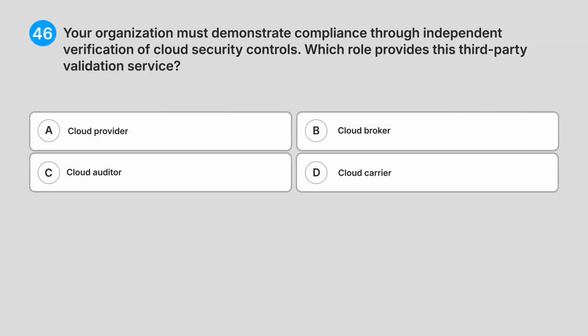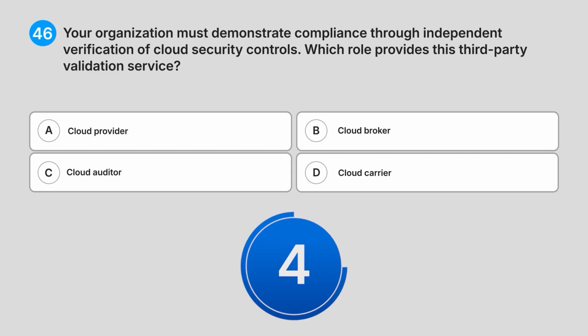46. Your organization must demonstrate compliance through independent verification of cloud security controls. Which role provides this third-party validation service? A. Cloud provider. B. Cloud broker. C. Cloud auditor. D. Cloud carrier. Do you know the answer?